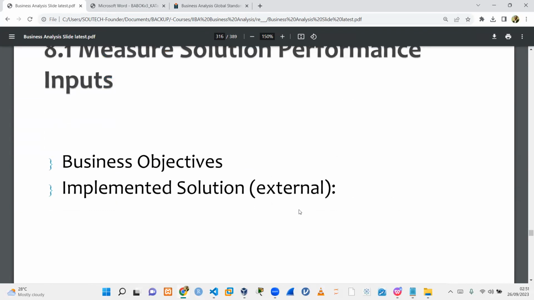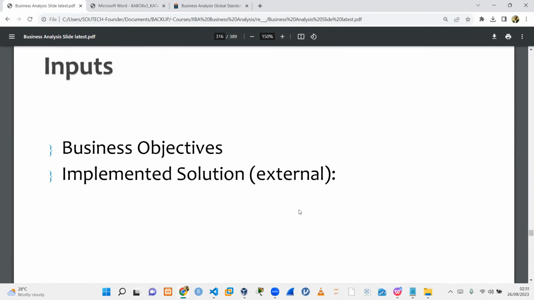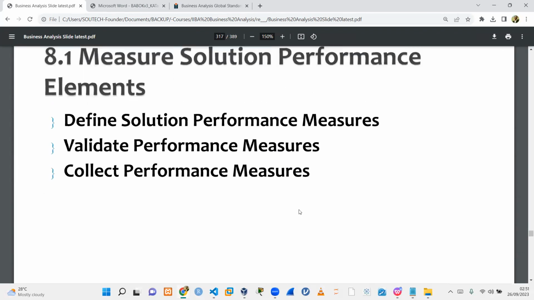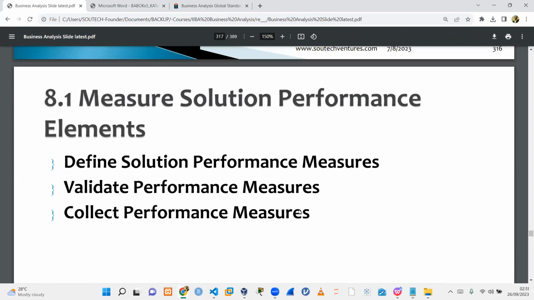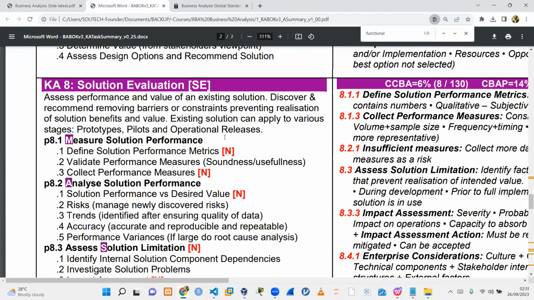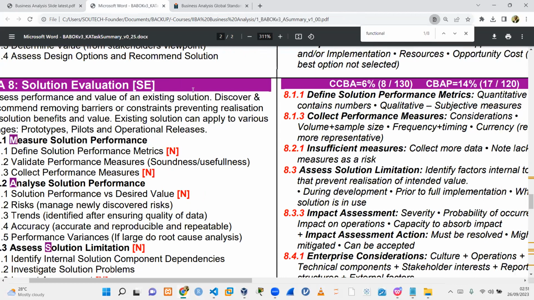Some of the inputs are going to be business objective and, of course, your implemented solution. So you need to define your performance measure. You need to validate them. They need to collect performance measure, right? We've explained this. These are the notes here. So these are the notes. Define solution performance, collect performance measures. So this is how to define it, quantitative or qualitative. Then these are the things you can collect.